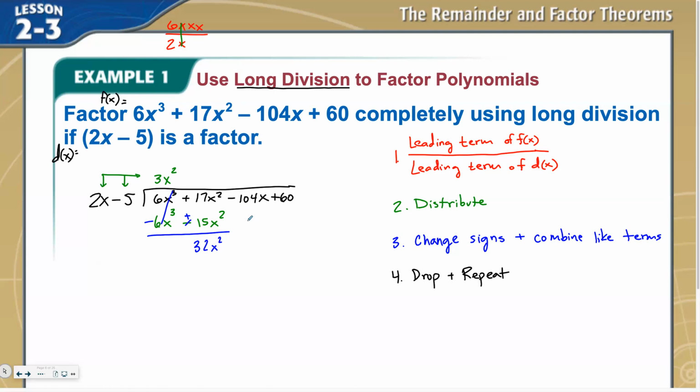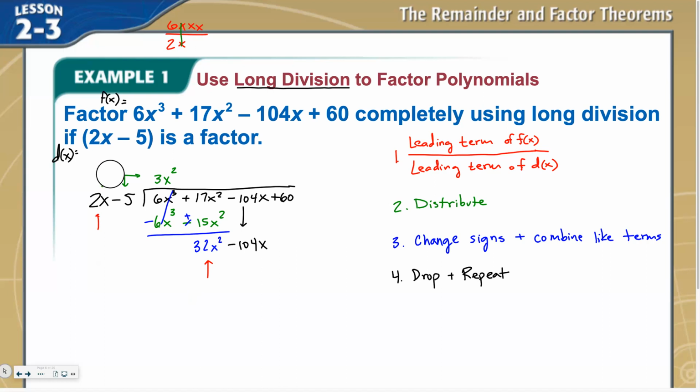So what do I mean by drop? This negative 104x, that's the next term that we have not used. It drops down. So negative 104x. And now I repeat. So back on up to step 1. The leading term of f of x divided by the leading term of d of x. Well, the leading term of f of x has been changed. What is now our leading term of f of x? 32x squared. You got it, 32x squared. And it's going to get divided by 2x.